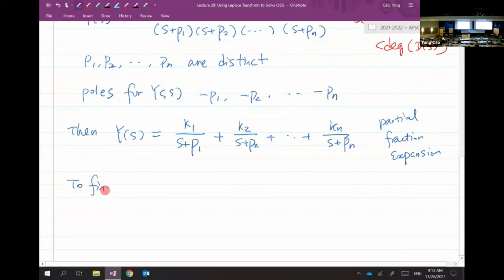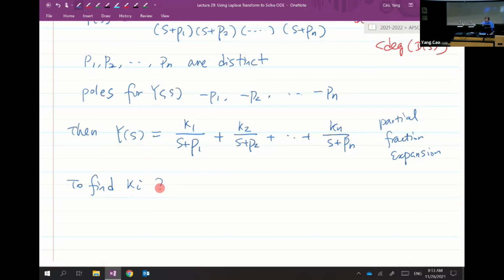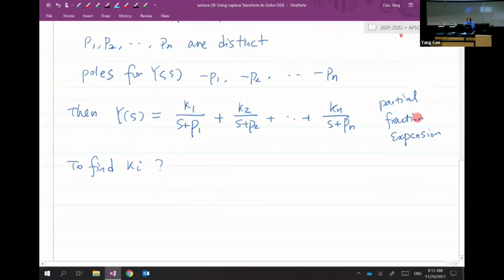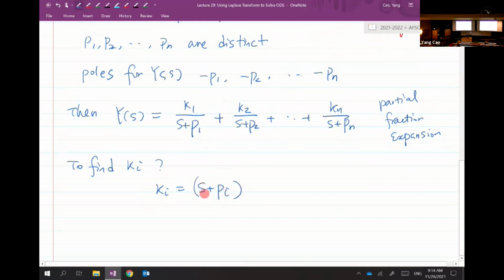So now, how do I find these constants ki? There are a couple of different ways you can do it, but one way is to use a formula. Each one of the ki equals (s plus pi) multiplied by the original Y(s), and then you let s equal negative pi.